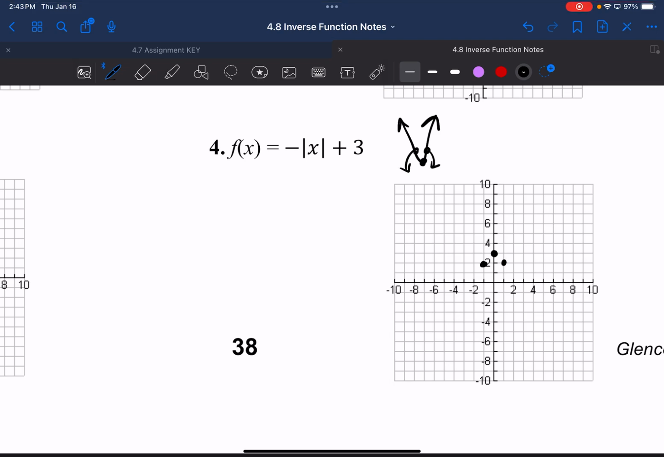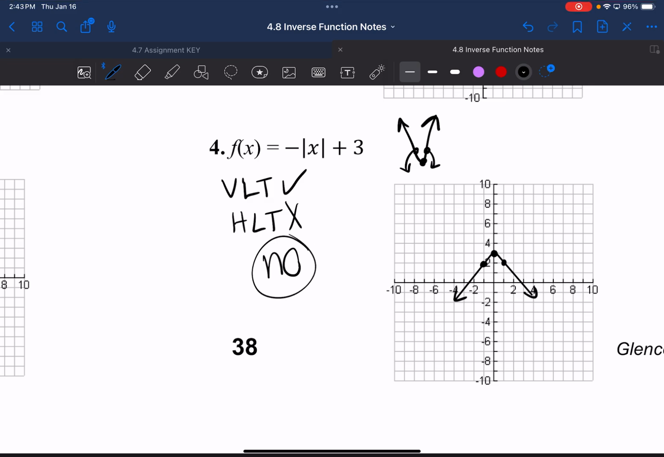The square root function, is that what goes with that? All right, so it looks something like this. Do we pass the vertical line test here? Yes. Do we pass the horizontal line test here? No. So this one is not going to have an inverse. Okay. All right, flip it over on the back.